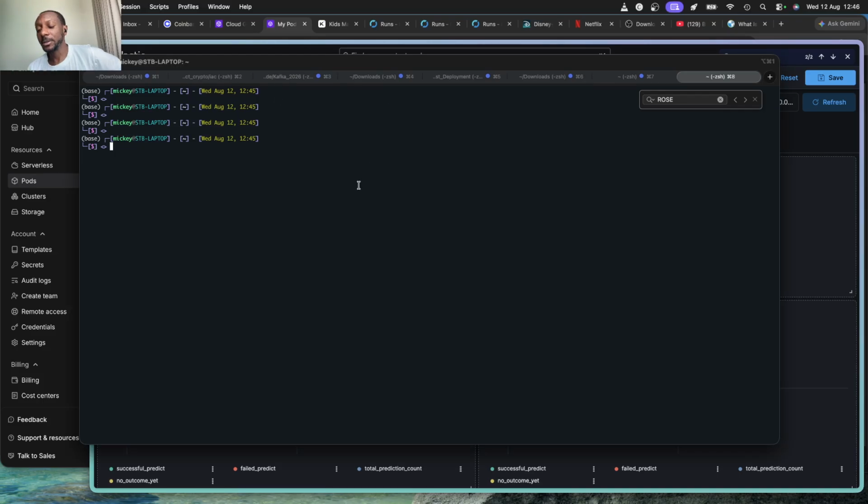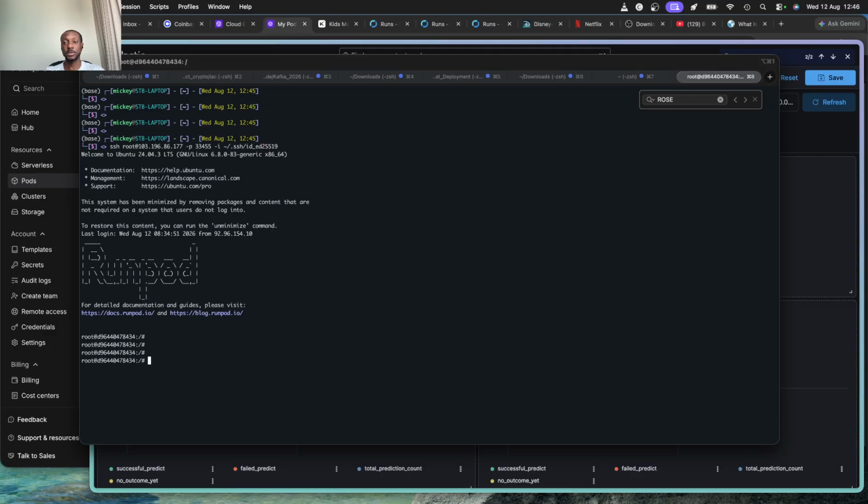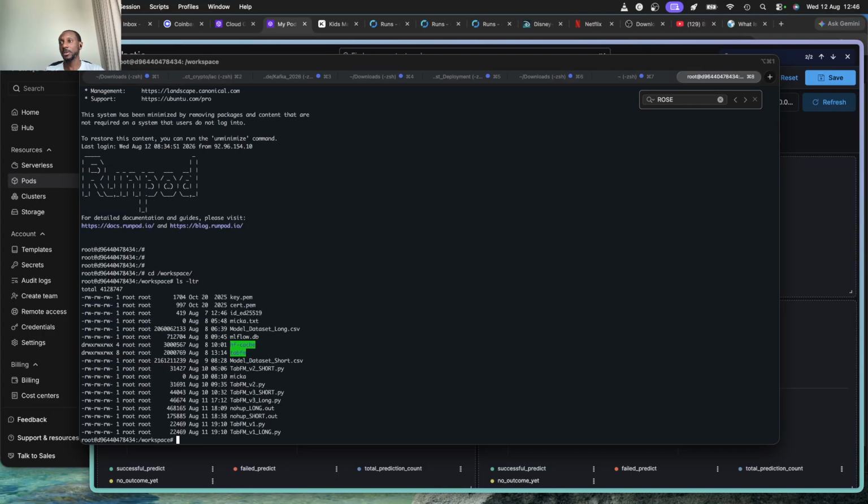Okay, so we can now just SSH onto this pod, which is right here. I'll come into my workspaces, and in here I've got a bunch of files. These are actual code. So we'll run our inference code.